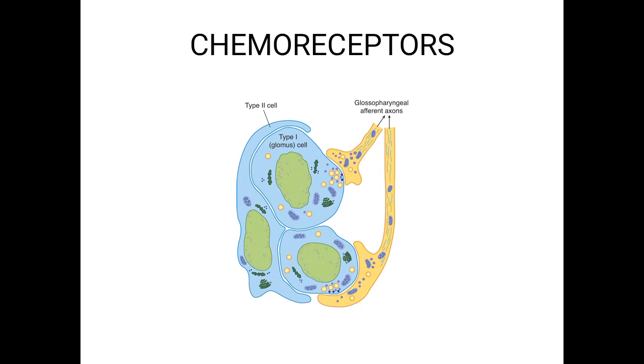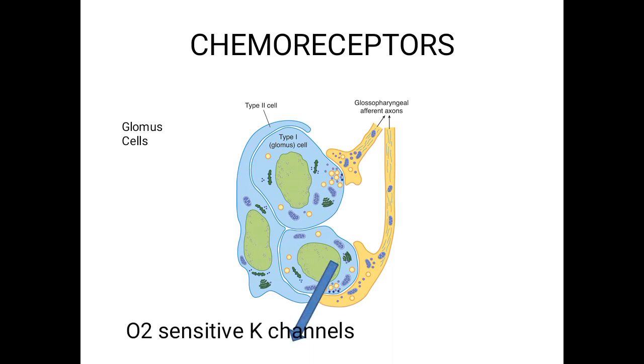If you take a section of aortic or carotid bodies, these are called glomus cells. Whether it is an aortic body or a carotid body, glomus cells. In them there are channels called O2 sensitive potassium channels. There is an efflux of potassium from inside to outside, and this is O2 sensitive. These positive ions are coming from inside to outside.